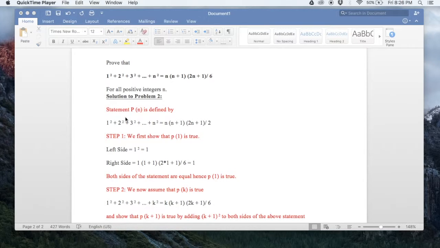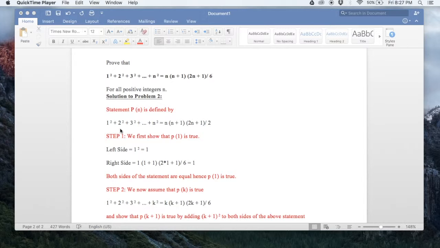So the solution to this is that the first step, again, like we did in the previous problem, is we first have to show that P1 is true. So on the left-hand side, everywhere that there's an n, we substitute a 1 for the n. So 1 squared equals 1. On the right-hand side, we substitute in 1 for every n. So that would be 1 times (1 plus 1), which is 2. And then 2 times (2 times 1 plus 1), which is 3. 3 times 2 is 6. 6 divided by 6 is 1. So both on the left-hand side and the right-hand side, 1 equals 1.